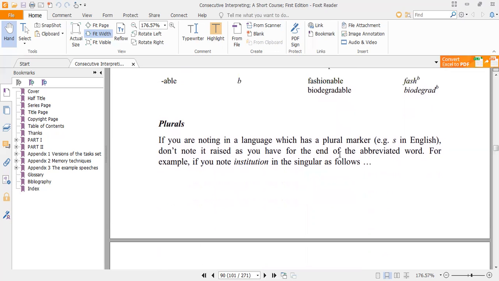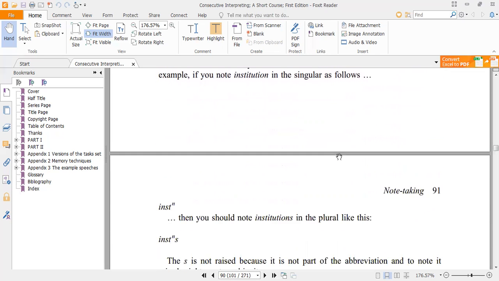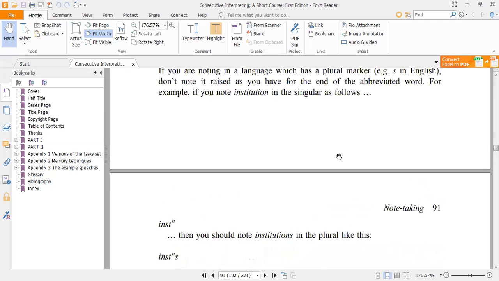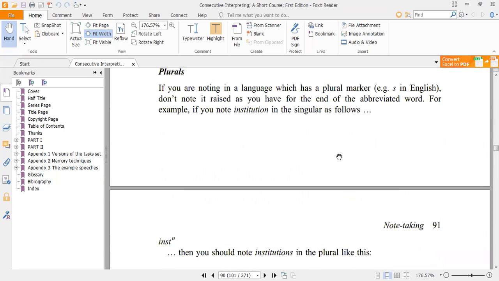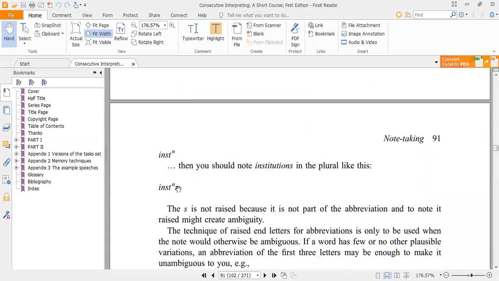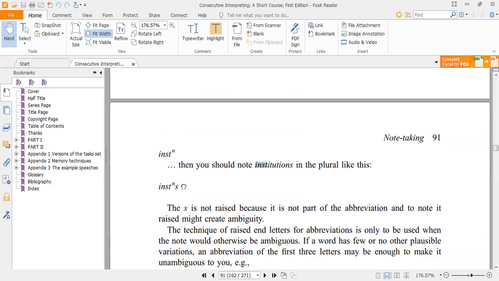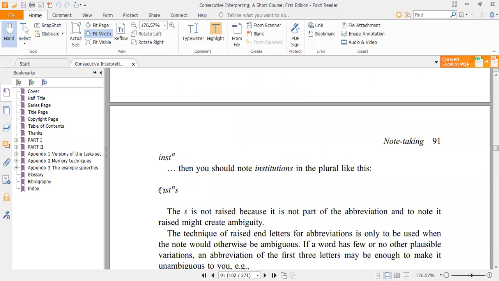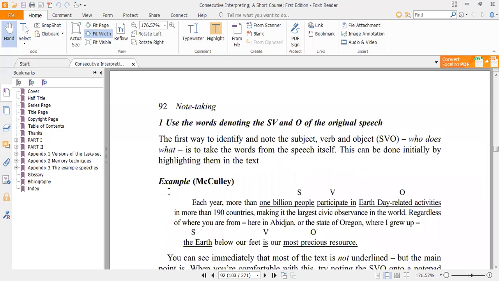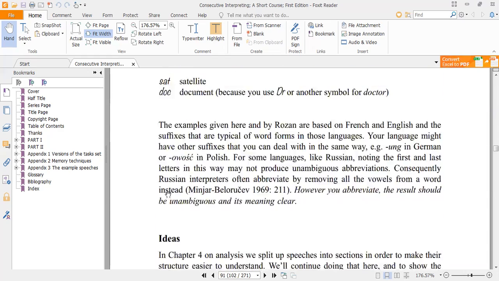Regarding the plurals, we said that we take the abbreviated form as we explained above, then we write the plural S in the line, not above the line, but in the line. For example, we have institutions. We can write "inst" with n above, then we write S, which refers to the plural form, on the line, like this.